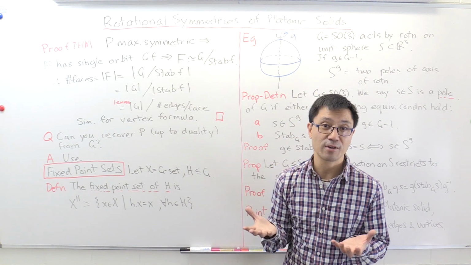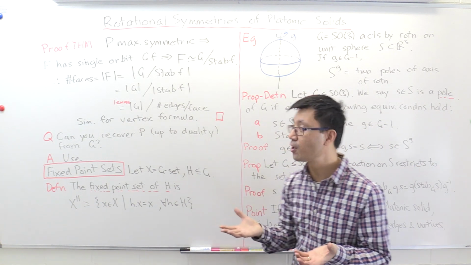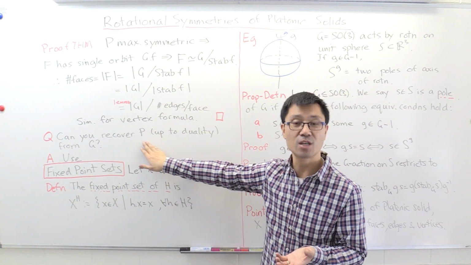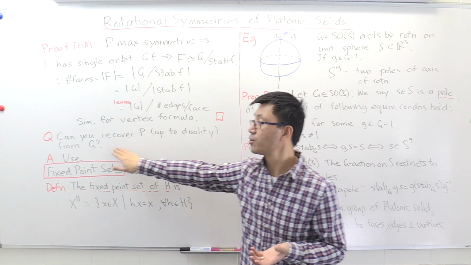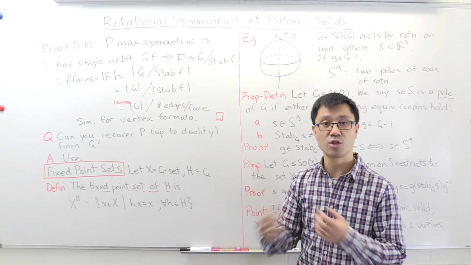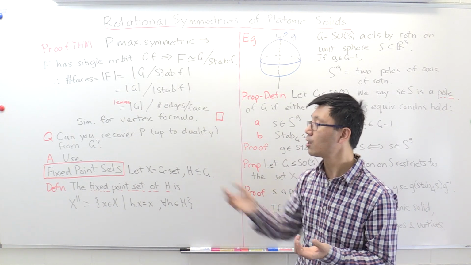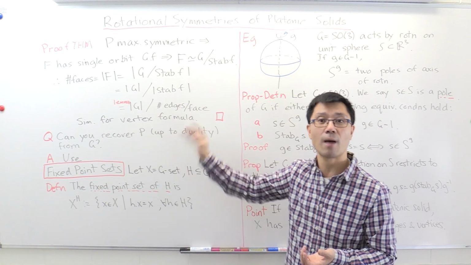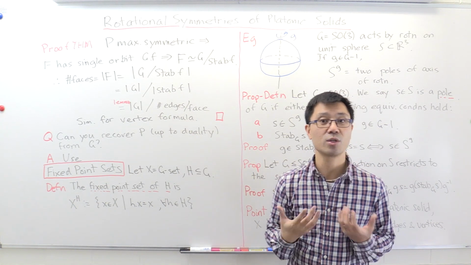Well, of course, the answer as it stands is no, because there are pairs of Platonic solids with the same rotational symmetry group. The cube and the octahedron are dual, and the dodecahedron and icosahedron are dual. So we can at best only recover up to duality. And the question is, can we do that?